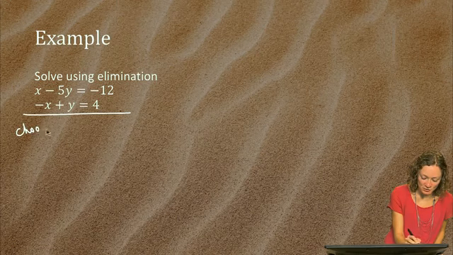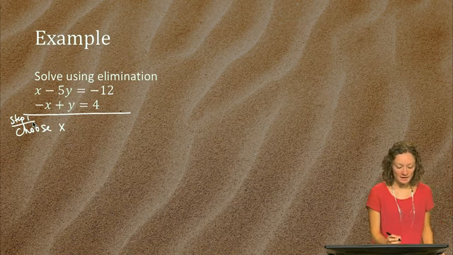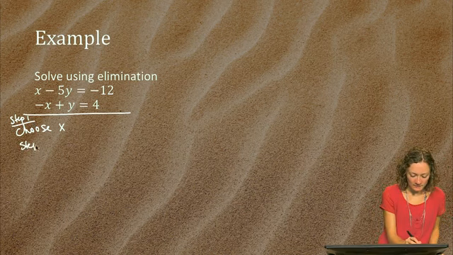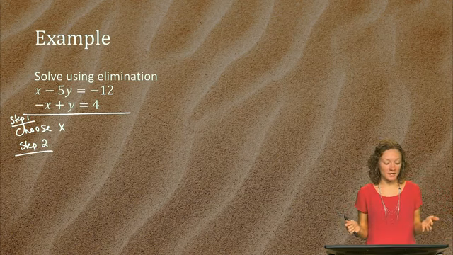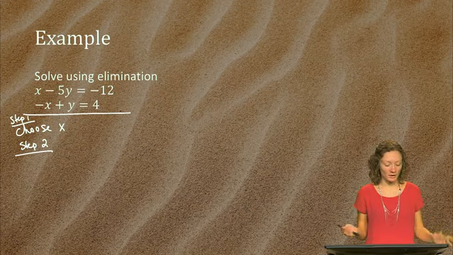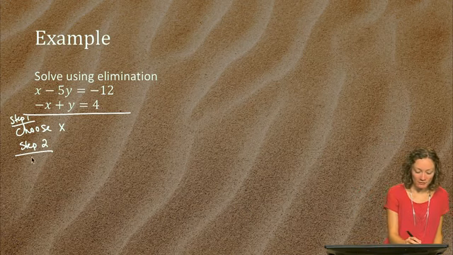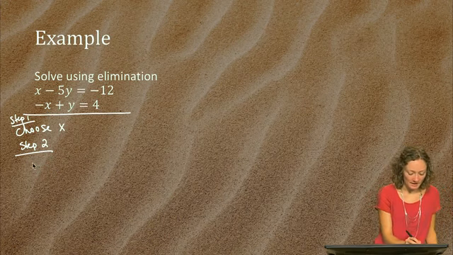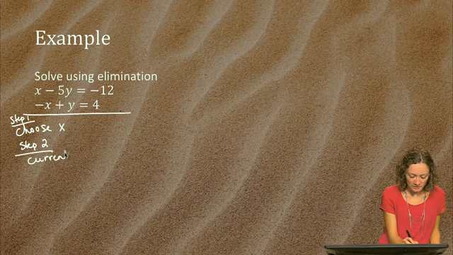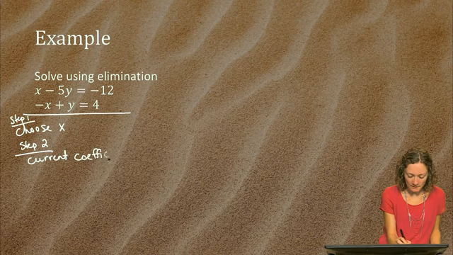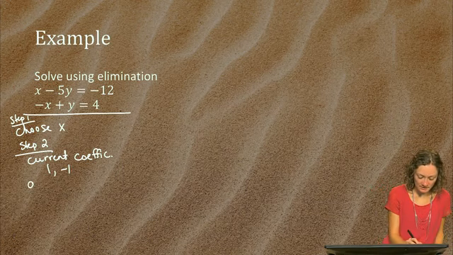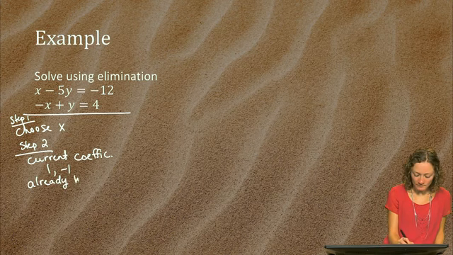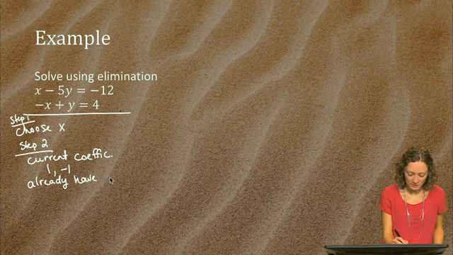We are going to choose x. This will be step 1. We're choosing x. And sometimes it's an easy choice. Sometimes you just have to pick one. Sometimes your decision won't make a difference. You just got to pick one and go with it. Step 2 is to then get the coefficients to be the same but opposite signs. So current coefficients are 1 and negative 1. They already are the same with opposite signs. So no work to be done in step 2.